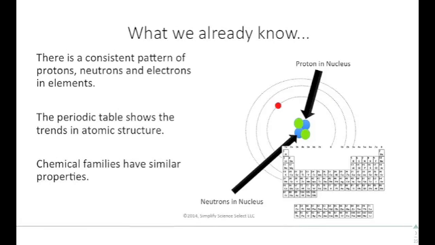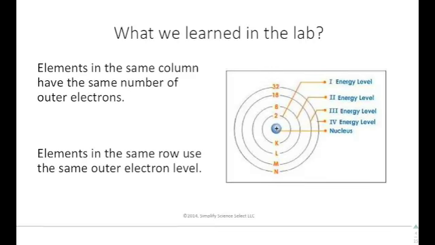So here's what we know. There is a consistent pattern of protons, neutrons, and electrons in elements. The periodic table shows trends in atomic structure, and chemical families have similar properties. So here's what we learned in the lab. We learned that elements in the same column have the same number of outer electrons, and elements in the same row use the same outer electron level, so they have the same valence electrons.